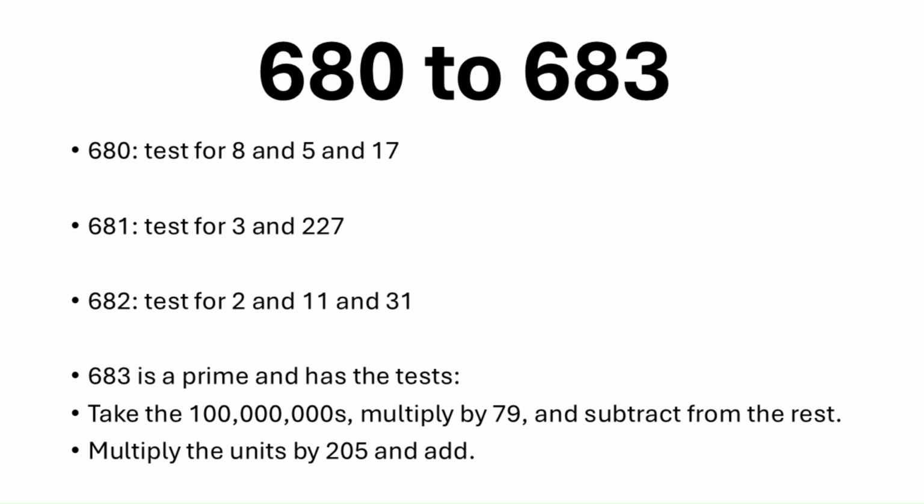681, test for 3 and 227. 682, test for 2 and 11 and 31. 683 is a prime and has the tests. Take the 100 millions, multiply by 79, and subtract from the rest. Multiply the units by 205 and add.